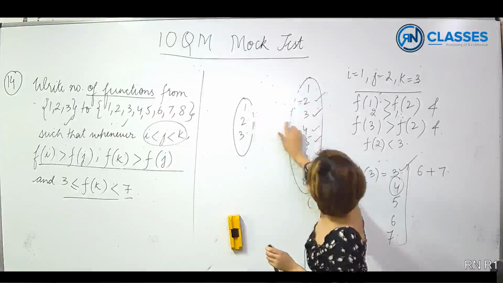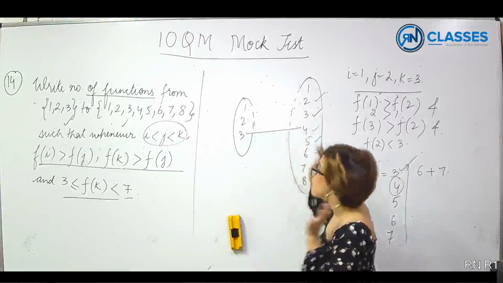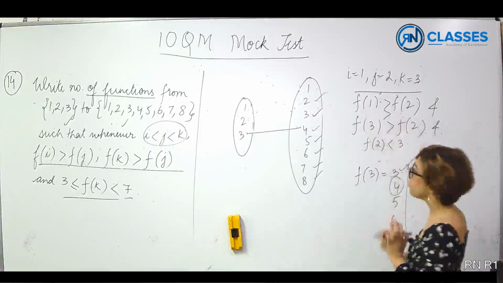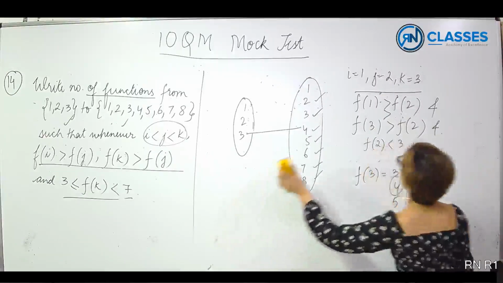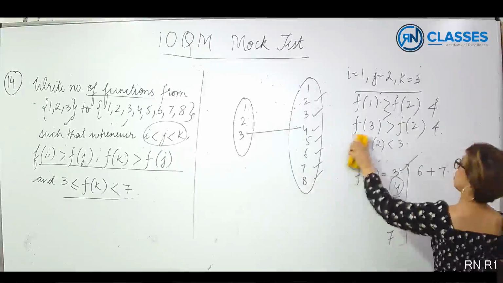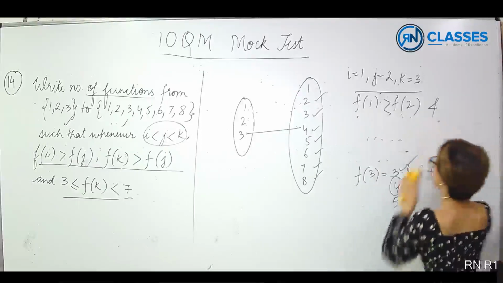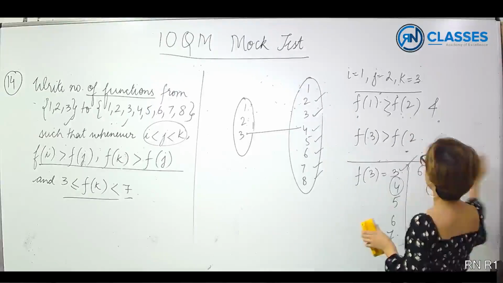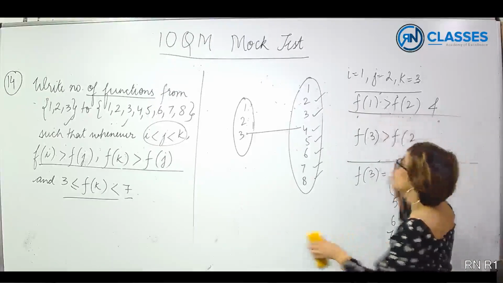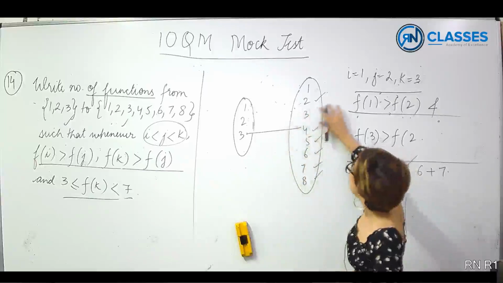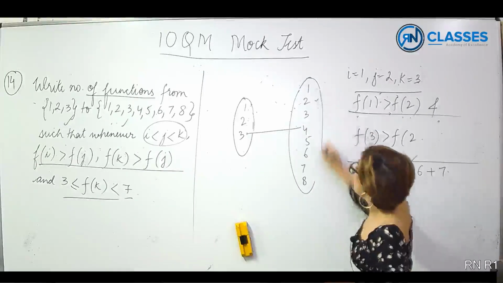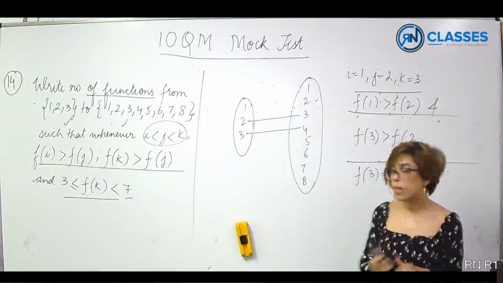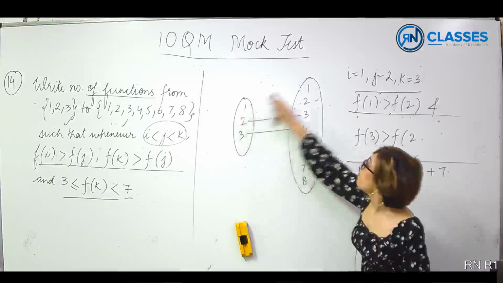Alright. Now, f(3) is 4. This is fixed. Now, I will fix my f(2). In fact, I should write it here. f(3) greater than f(2). And made space for myself. Alright, cool. Now, let's see. f(2), which values can I take? Now, obviously, f(2) cannot be 4. It has to start with 3.